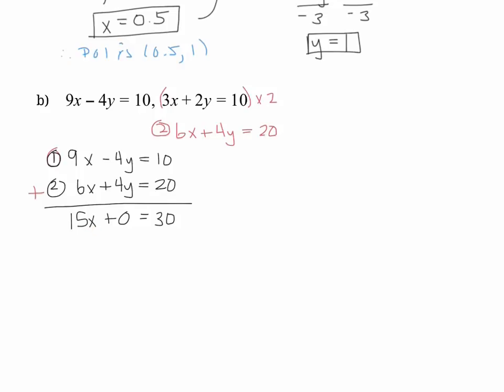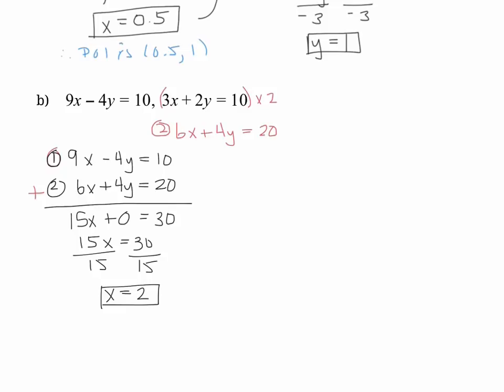So with elimination, we can eliminate a variable by subtracting. Also, if it's easier, if we have opposite variables, we can just eliminate them by adding. That's allowed too. So let's just solve for this guy right here. So we've got 15x is equal to 30. Divide by 15, divide by 15. And I have x is equal to 2.